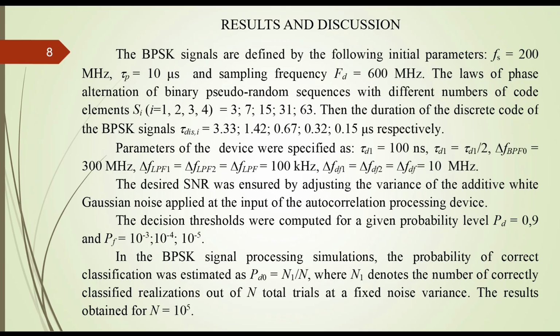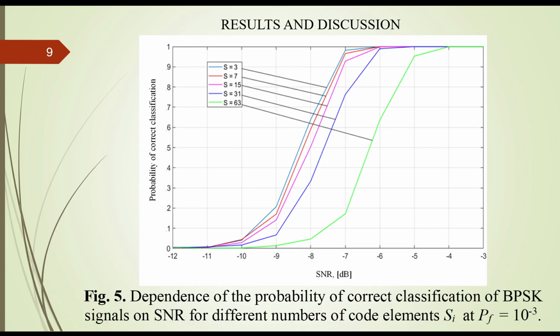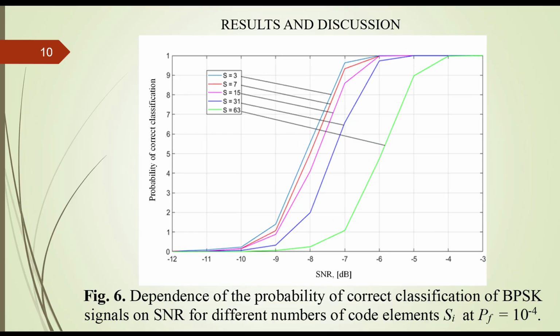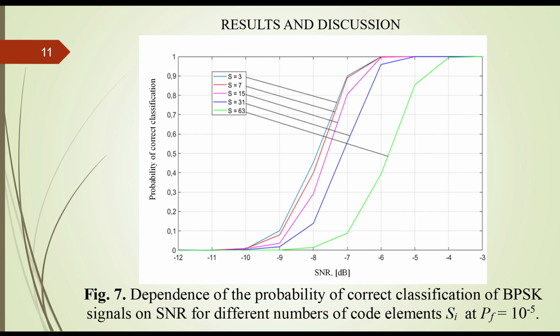The initial data of the signals is shown on slide number 8. The results of modulation are shown on the slide. They are characterized for different false alarm probabilities, and from Figure 5, Figure 6, and Figure 7, we can estimate the signal to noise ratio and the probability of correct detection at an equal value.